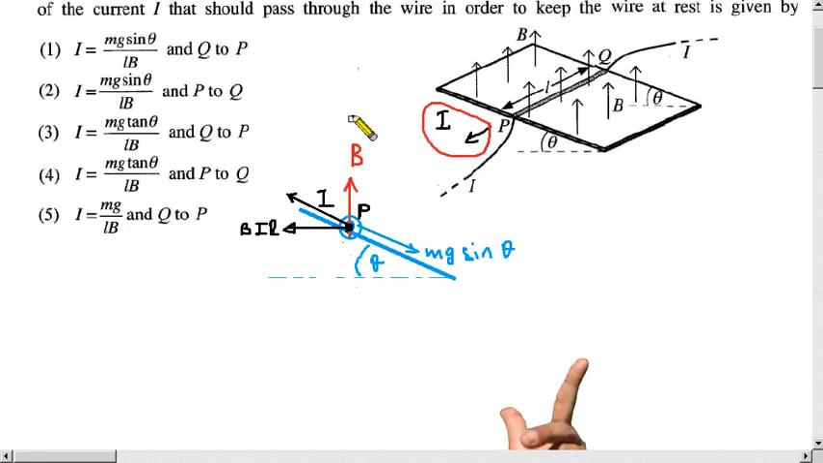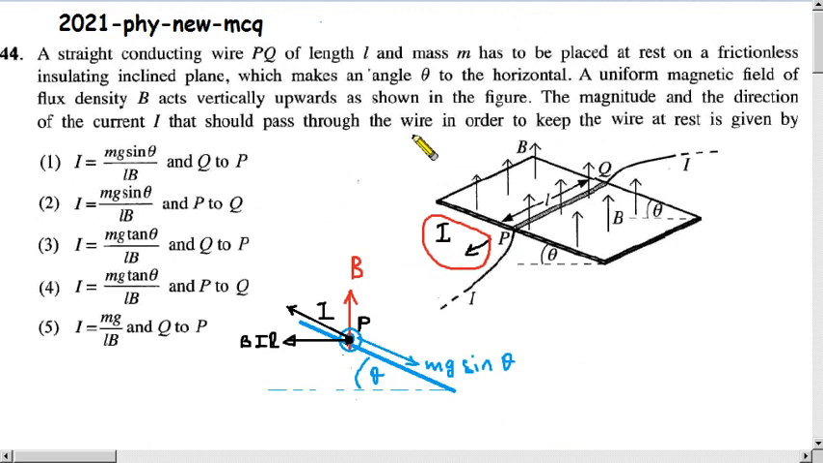So now we know the current must be from Q to P, that means this way. So let us first select the answers with Q to P. This one correct, Q to P direction; this one wrong; this one correct; P to Q wrong; Q to P, this one again correct. So we have eliminated 2 and we have 3 correct answers.